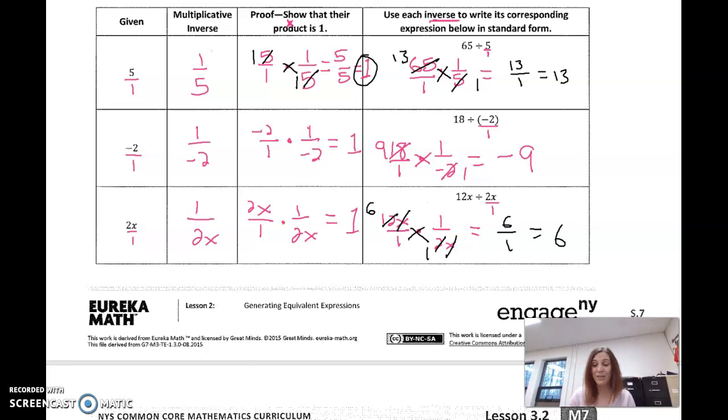So what we're going to be dealing with now with generating equivalent expressions is we are going to be working on simplifying, but using that idea of additive inverses and multiplicative inverses.